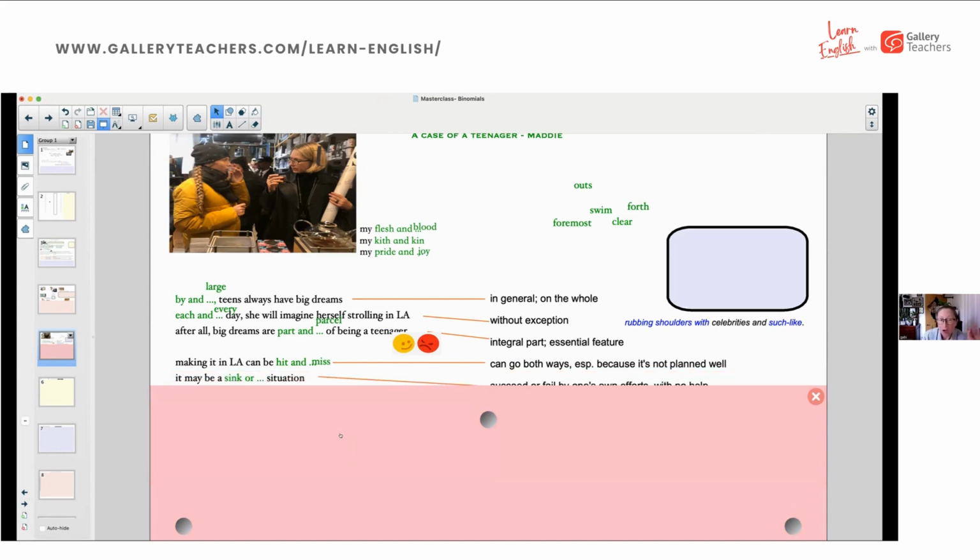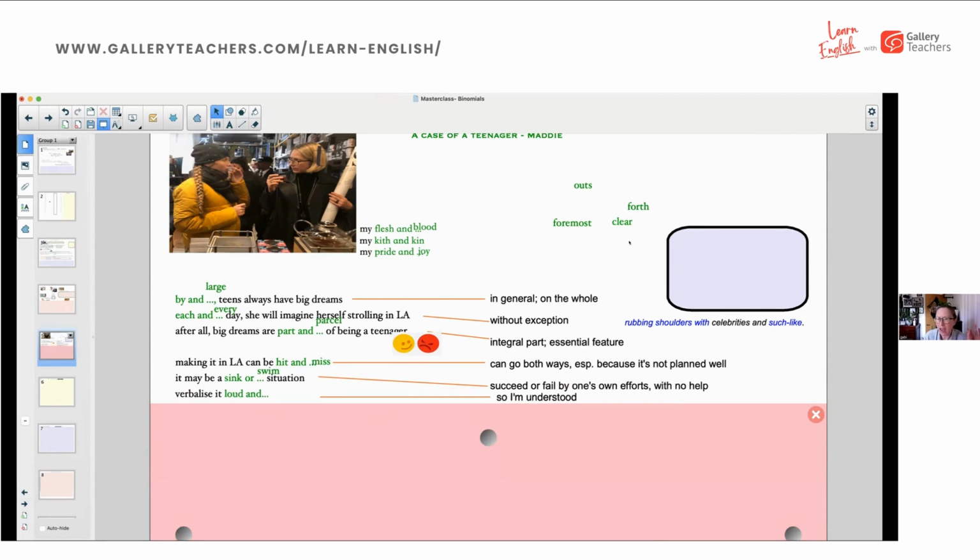So it may also be a sink or, I'm sure you know this, or swim situation. So a sink or swim situation is where nobody is going to help you. It's only your own efforts, right? So I'm just trying to verbalize it to her loud and clear.